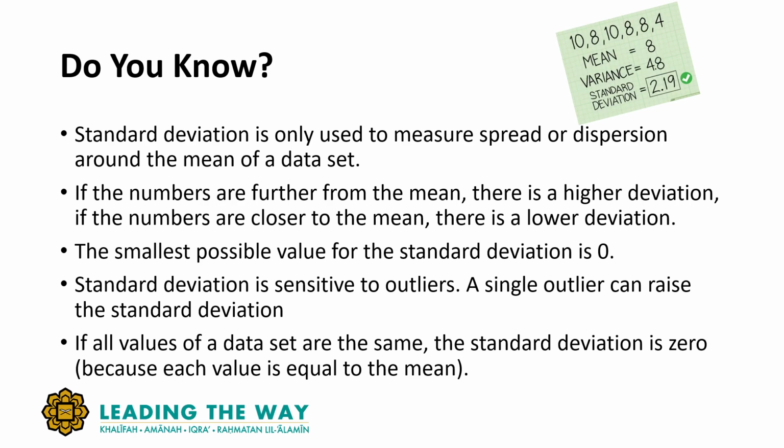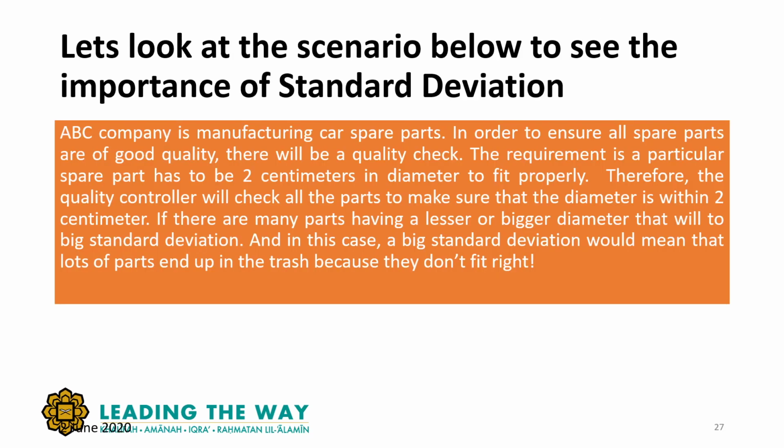Standard deviation is very sensitive to outliers, so a single outlier can raise the standard deviation. If all values of the data set are the same, the standard deviation will be 0, because each value is equal to the mean.